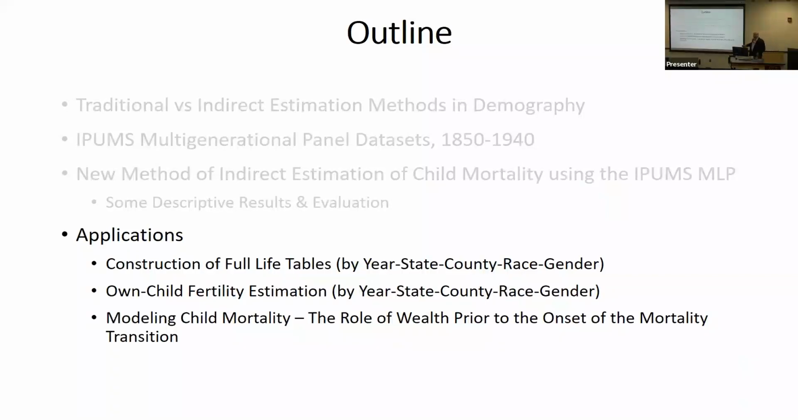Okay, a few applications, and I will allow some questions here. What we want to do with this is create full life tables for every county, year, sex, race combination. I mentioned no child fertility estimates; I'm going to make some here in a minute using the new child mortality estimates that vary by county. And then give you an example application where we model child mortality in a different year.